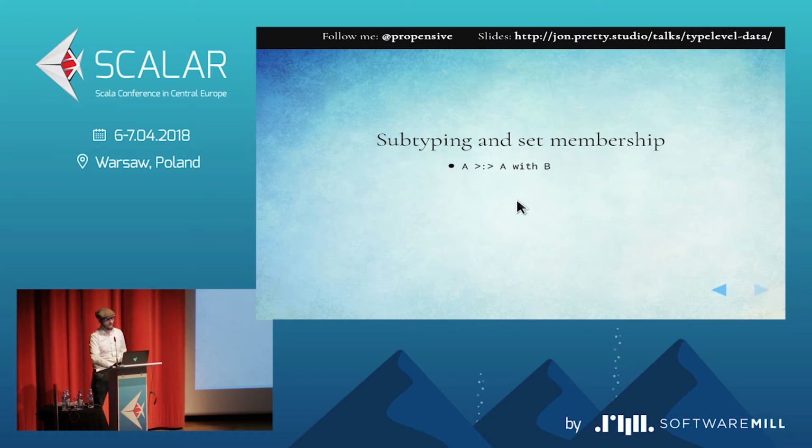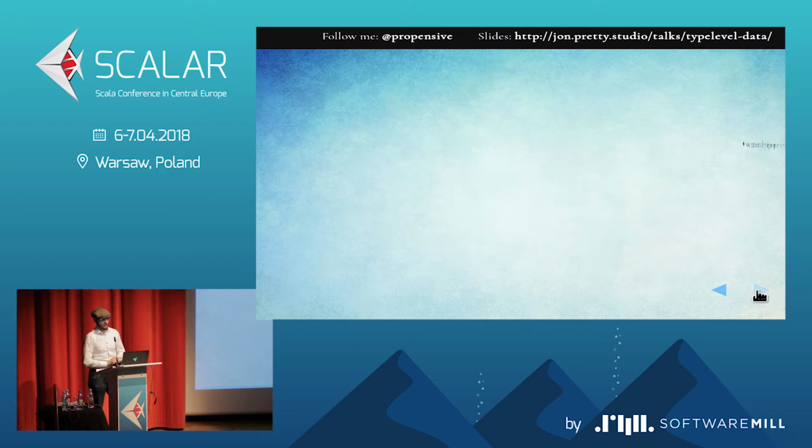We can say that A is a supertype of A with B. Likewise, B is a supertype of A with B. And it's actually a supertype of itself, because every type is a supertype and a subtype of itself. And this is very similar to set membership, or contains, or subset notation. The set A comma B contains the set that contains A. Likewise, B, and although it's not a proper subset, it is a subset. So this looks kind of similar.